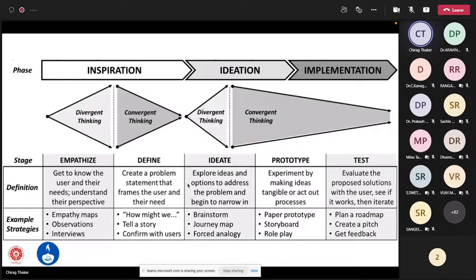If you are in the ideate phase, what are the strategy examples? Brainstorming, journey map, forced analogy. And it is all about exploring ideas and options to address the problem and beginning to narrow it. If you are in the prototype stage, which is very much the convergent thinking part, you have to focus on experiments by making ideas tangible, or you have to act out processes. And in this prototype stage, what are going to be your example strategies? Paper prototyping, storyboard, or role play.